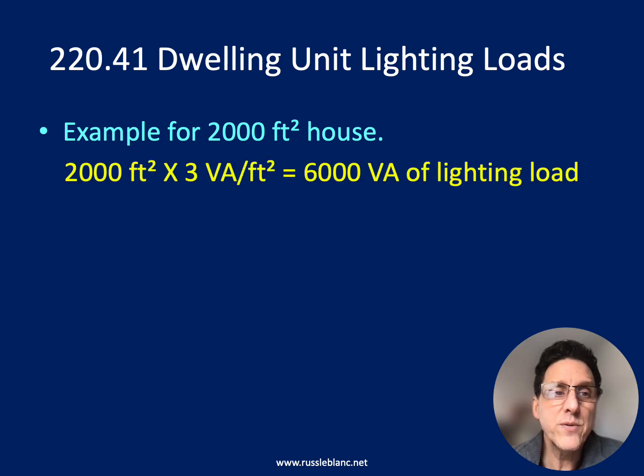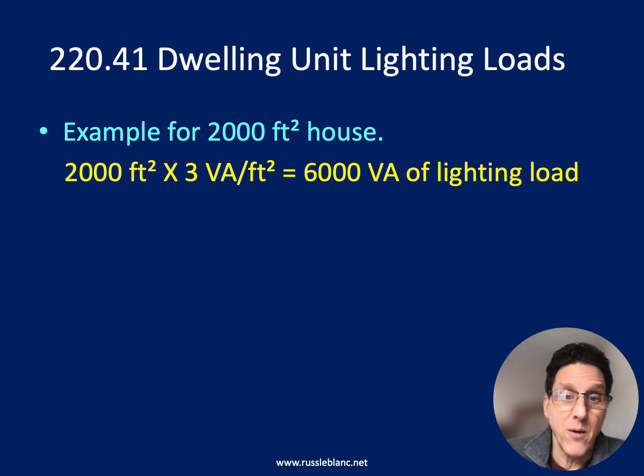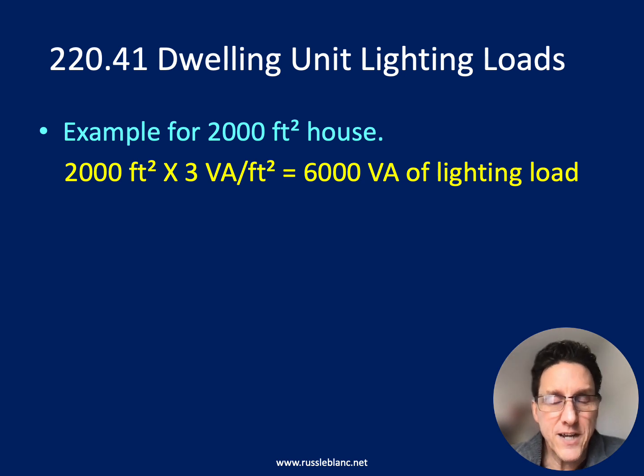It's pretty simple. 2,000 square feet times 3 volt amps per square foot, 6,000 volt amps of lighting load. That's it. That's the branch circuit lighting load, 6,000 volt amps. You're done. Now, you might want to do something with that information, right? You probably don't want to do load calculations just for the fun of it. You might want to figure out how many branch circuits you need for this, for example.